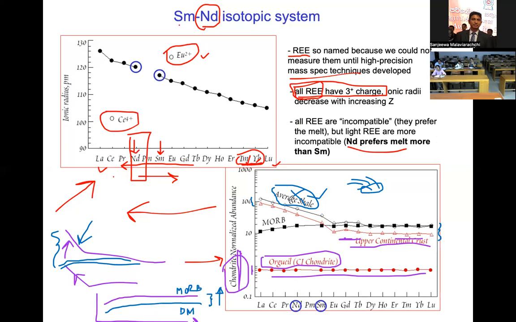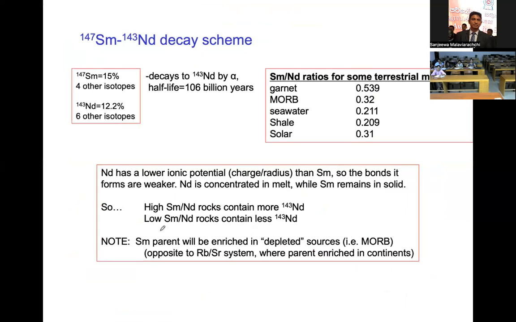We call these terrestrial reservoirs continental crust, mid-ocean ridge basalts, depleted mantle, chondrites. No, sorry, chondrite is not considered a terrestrial reservoir, but it's the source of the planetary bodies anyway. Okay, so these basic features you have to remember when we study these isotopic systems. That is important. So let's move directly now to the samarium-neodymium decay scheme.